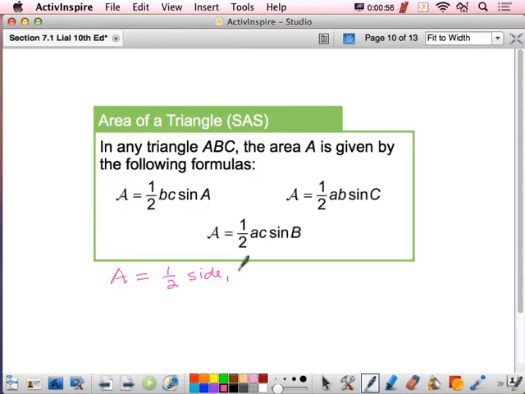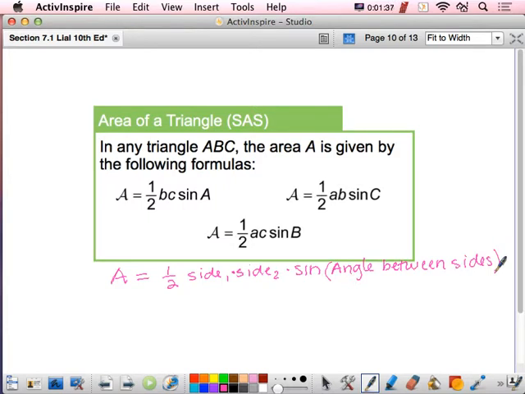side 1 times side 2 times the sine of the angle between those sides. That's the area formula for any triangle. 1/2 any side times the sine of the angle that sits between those 2 sides. So now we don't always have to go and find the altitude.